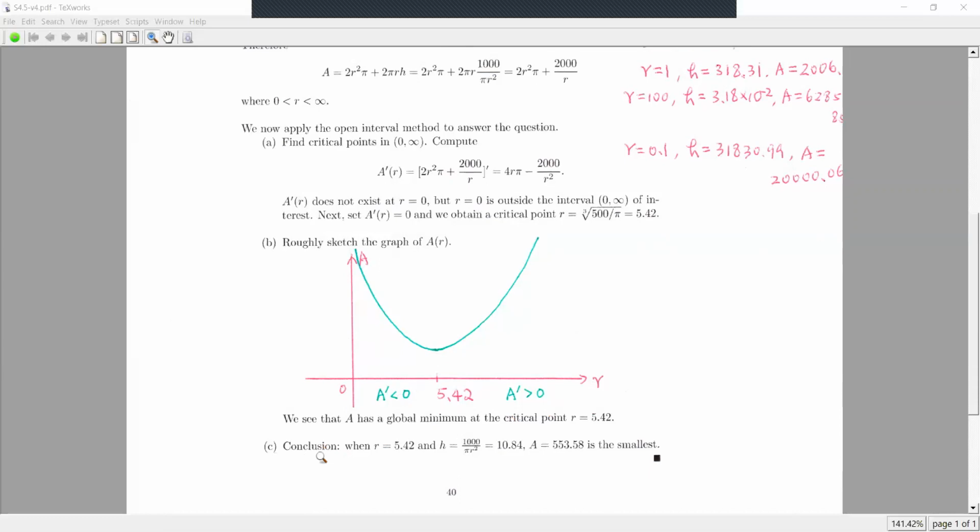Now, step 3, conclusion. When r is 5.42, the corresponding h is 10.84. For this can, its total surface area is the smallest. And the total surface area of the can is this number.